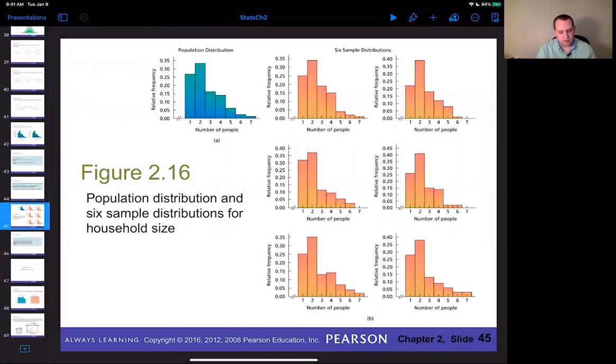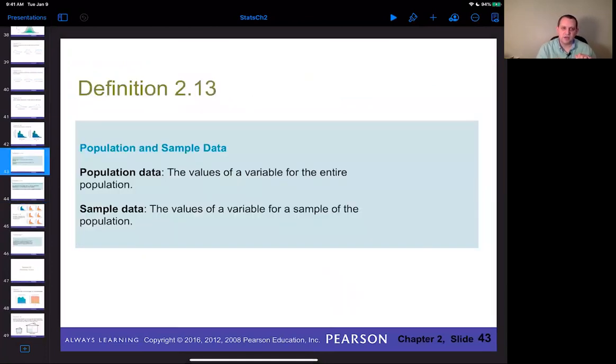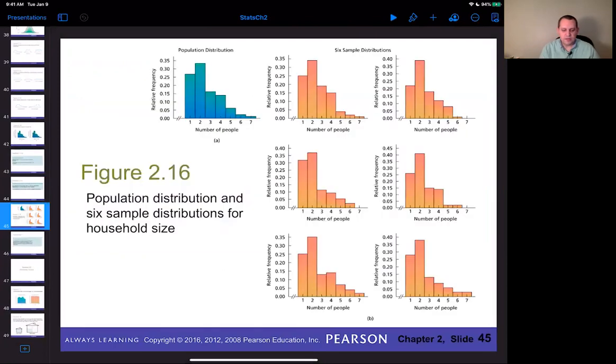I guess there's one other nuance here, and that's talking about samples and populations. With a population, remember, the population is all the data points under consideration. The sample is just some small subset of that. If you take different samples from a population, your samples themselves might have a different distribution than the underlying population, and that's totally okay.